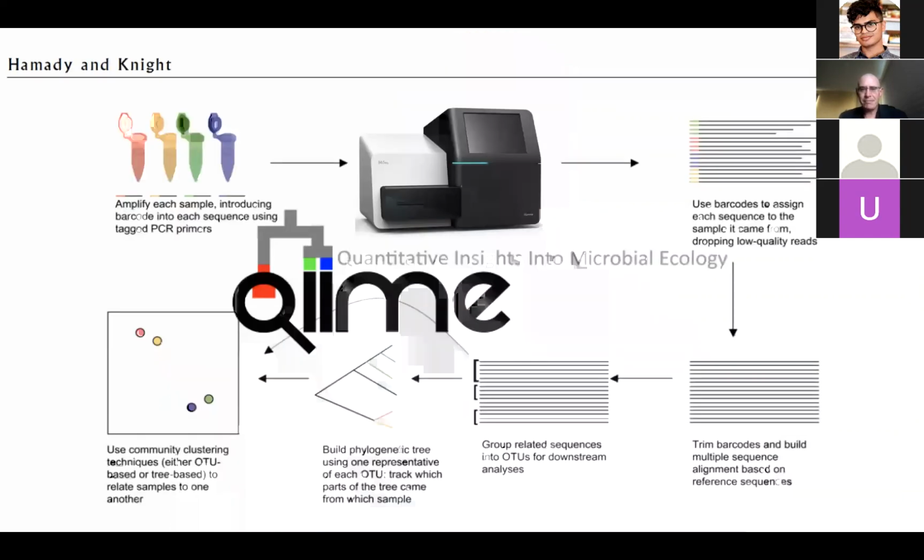So when we reprocess all of that data with the QIIME pipeline, which stands for Quantitative Insights into Microbial Ecology, it takes the data straight off the sequencer and does things like alignments, phylogenetic trees, and clustering, which I'll go into in a bit more detail soon. We can start to get an understanding of what's going on in these data sets.